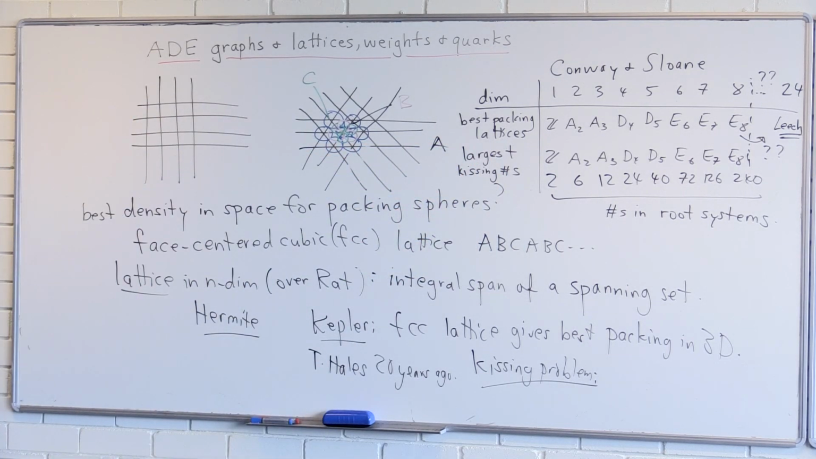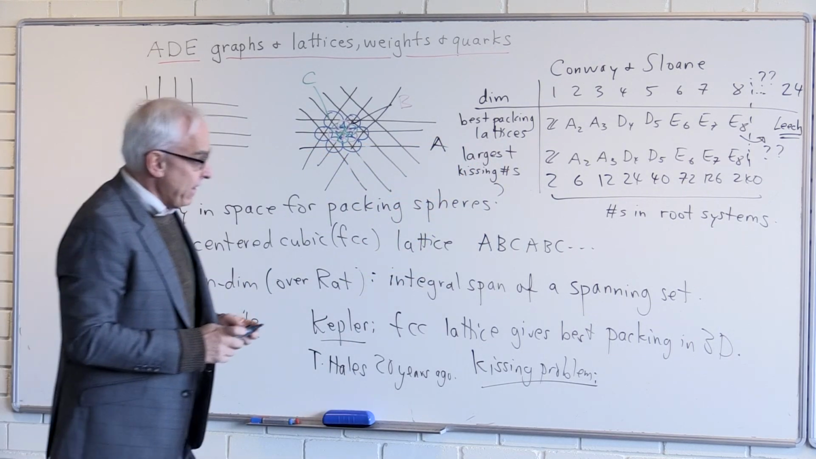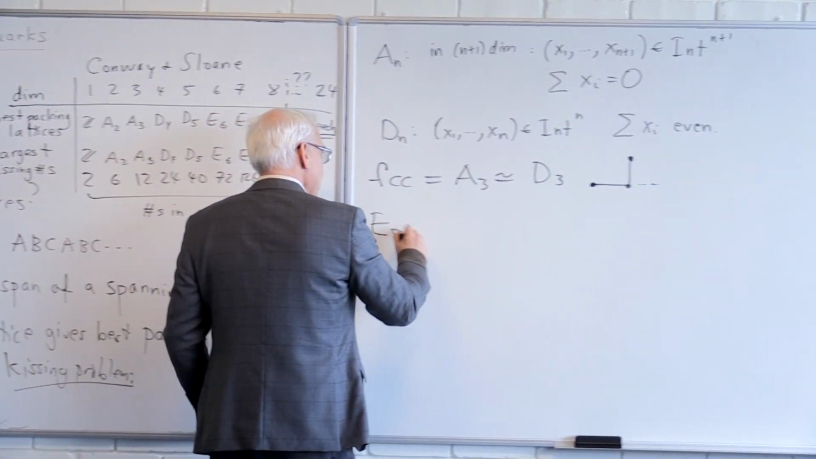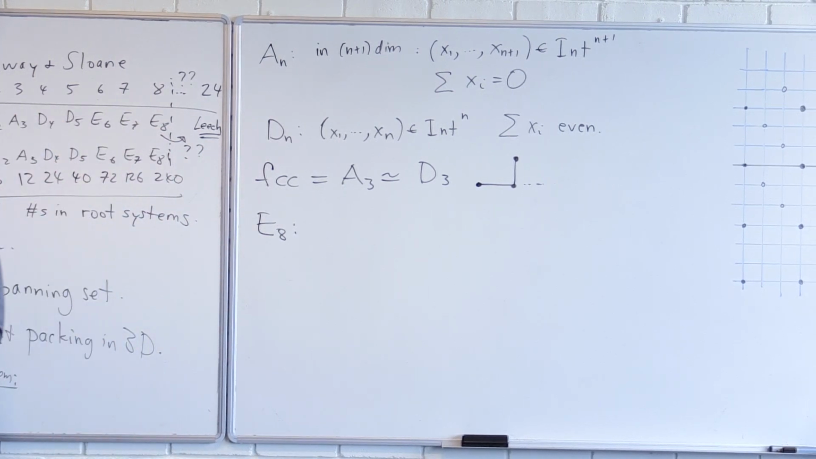Okay, so that's AN and DN, and then what about E6, E7, E8? Well, it's easiest to actually describe E8, which is a completely fabulous mathematical object, the lattice E8. It turns out that it's the first even unimodular lattice, which is some technical thing. Unimodular means that it's actually equal to its dual.